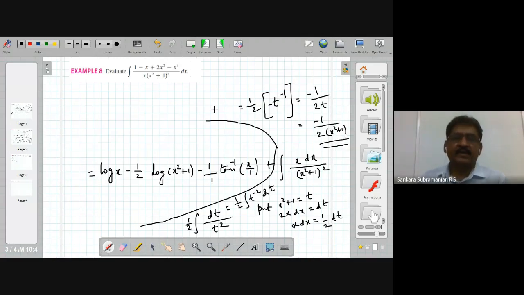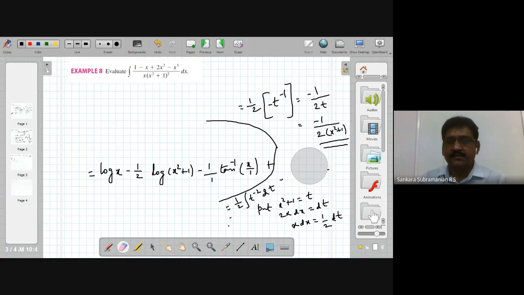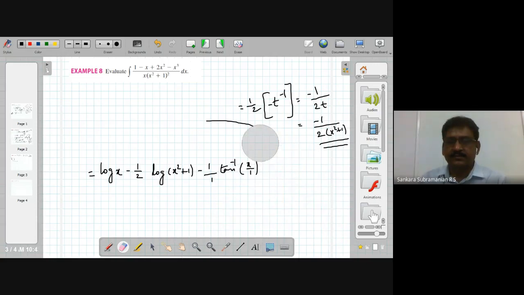So therefore the final answer for this problem is minus 1 by 2 times x square plus 1 plus constant. So you can make it together or you can leave it as such.